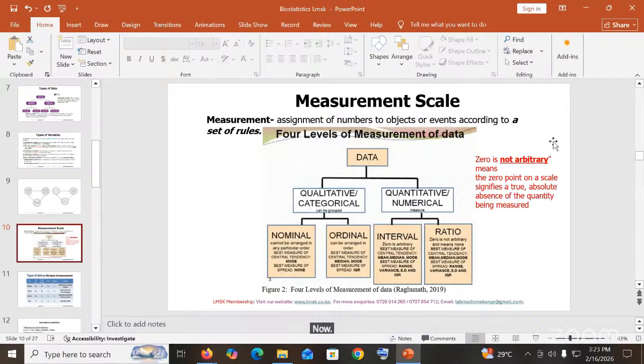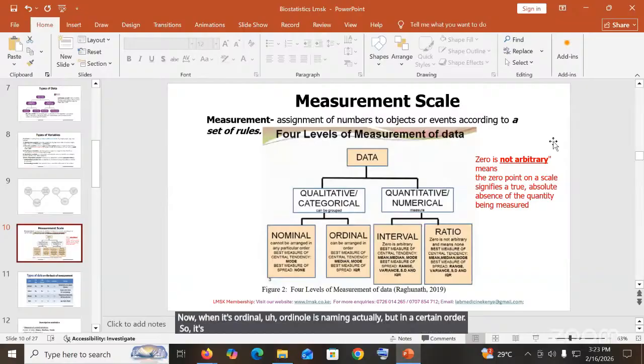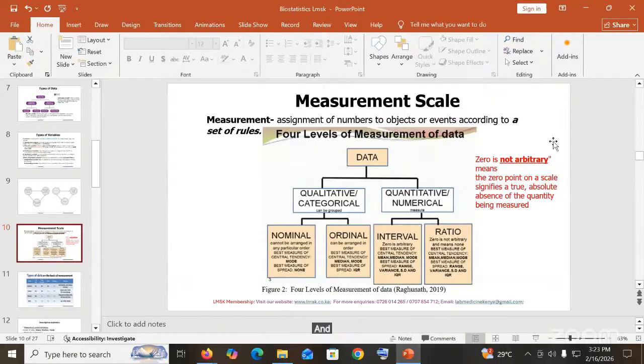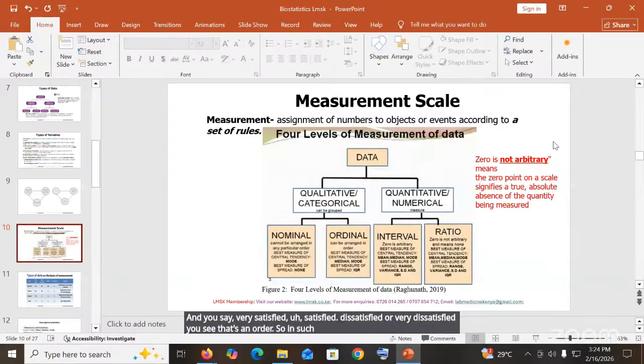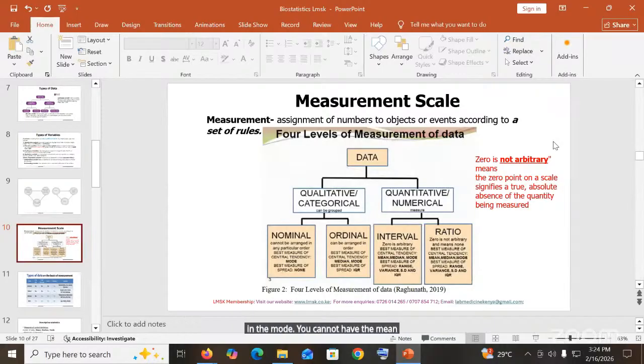Now, when it's ordinal, ordinal is a naming actually, but in a certain order. So it's a category that has a ranked order. For example, let's talk about satisfaction index: very satisfied, satisfied, dissatisfied, or very dissatisfied. You see, that's an order. This kind of data, you will call ordinal, and it requires a measurement scale called ordinal scale. What you can do on this data, you can describe the median and the mode. You cannot have the mean. But the best measure of spread here is IQR, which is interquartile range.